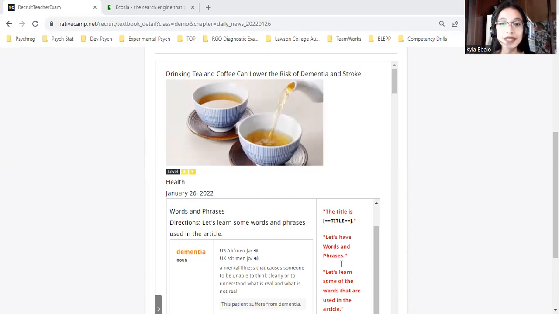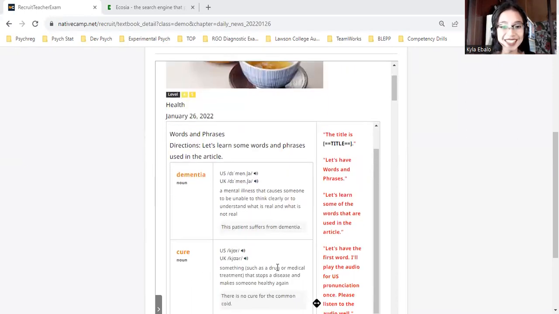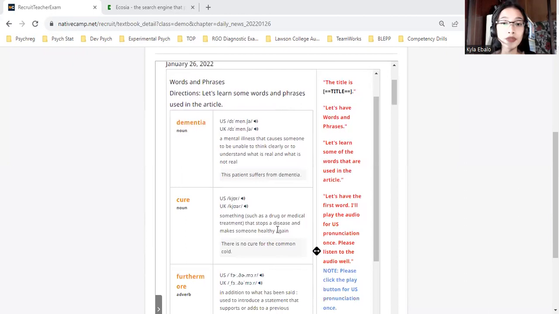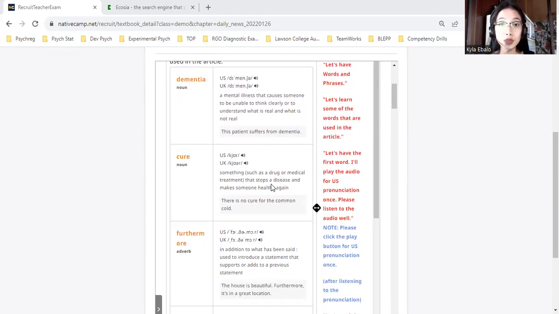All right. So let's have words and phrases. Let's learn some of the words that are used in the article. Let's have the first word. I'll play the audio for US and UK pronunciations once. Oh, you just want me to play the US pronunciation. No problem, Francis, if you wish. So please listen to the audio well. This is the US pronunciation of the first word.